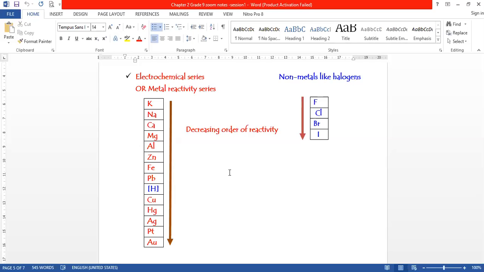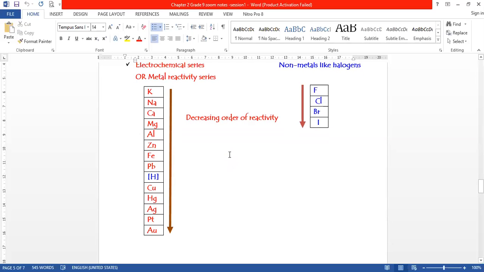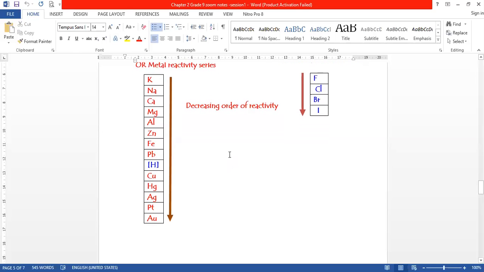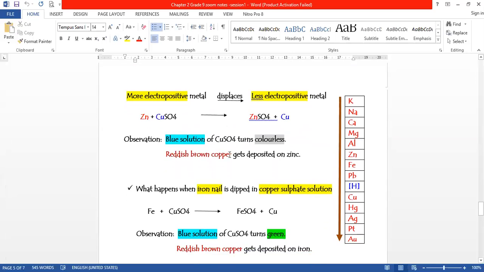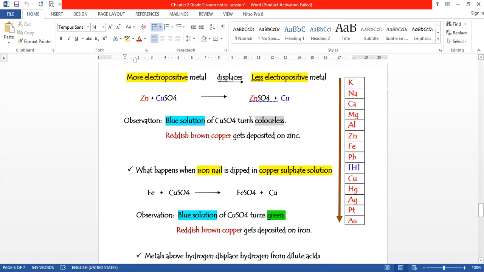We have a couple of reactions for non-metals, but if you have 10 reactions coming for displacement reactions, 8 of them will be from metals. So priority should be given to the metals. We'll study some examples so that you understand this in detail. As we said, the most reactive metal displaces the less reactive metal. That is what is explained over here: a more electropositive metal displaces a less electropositive metal.